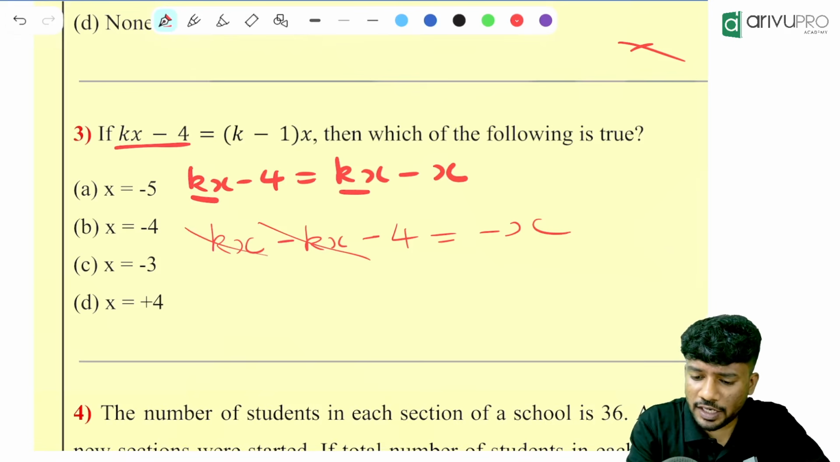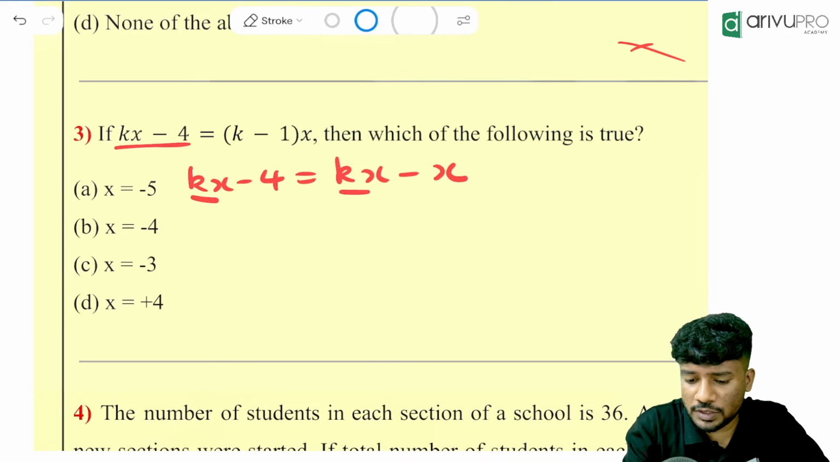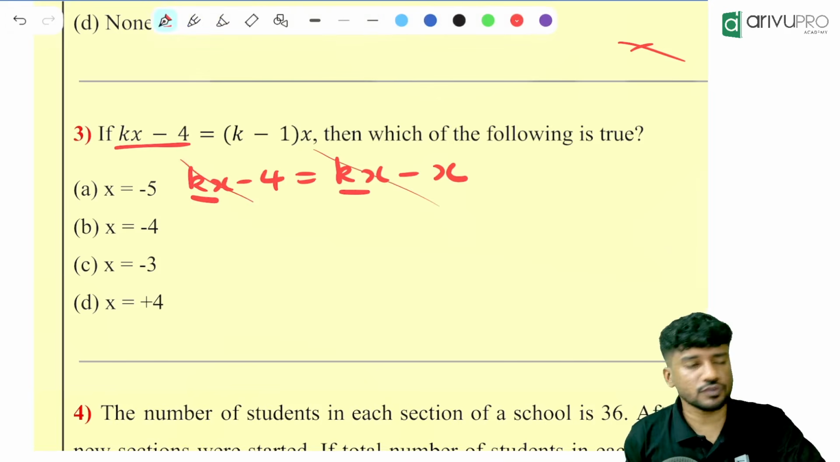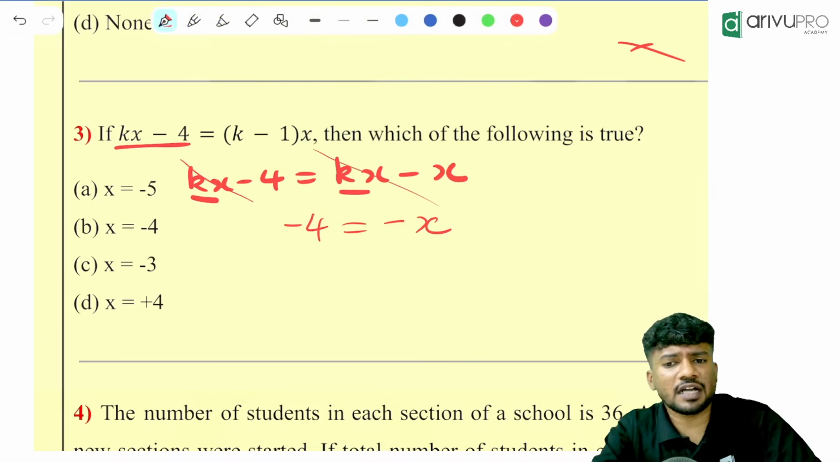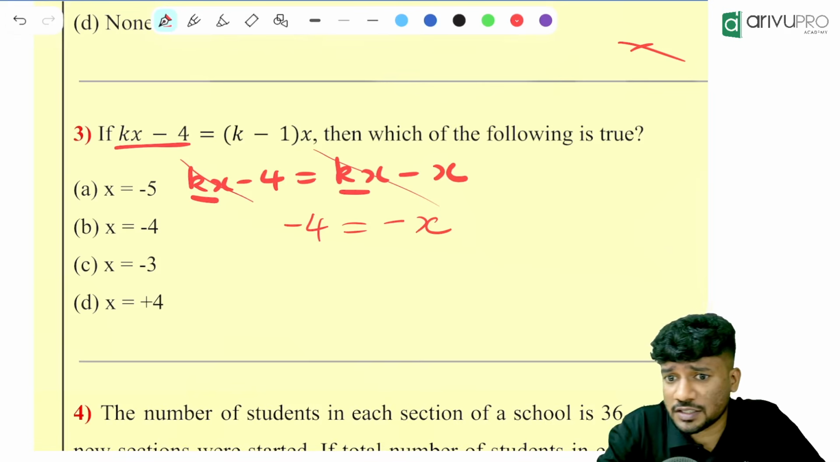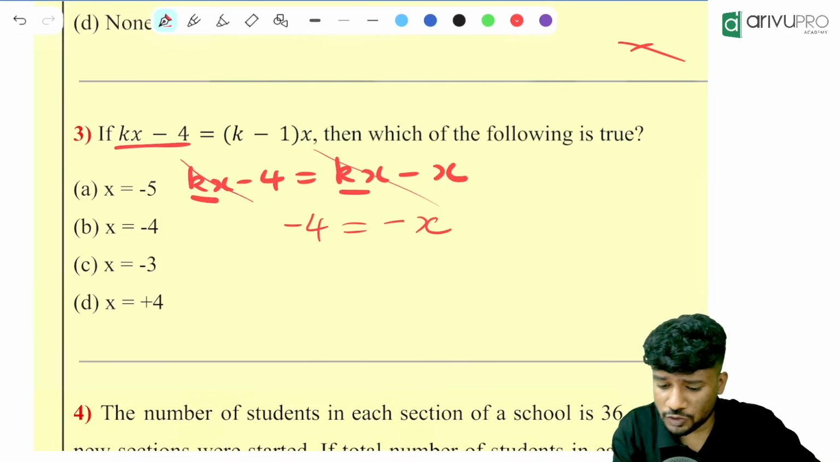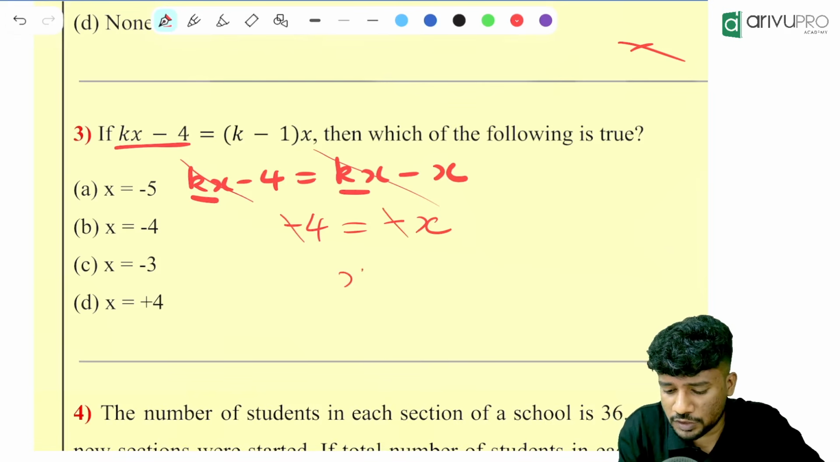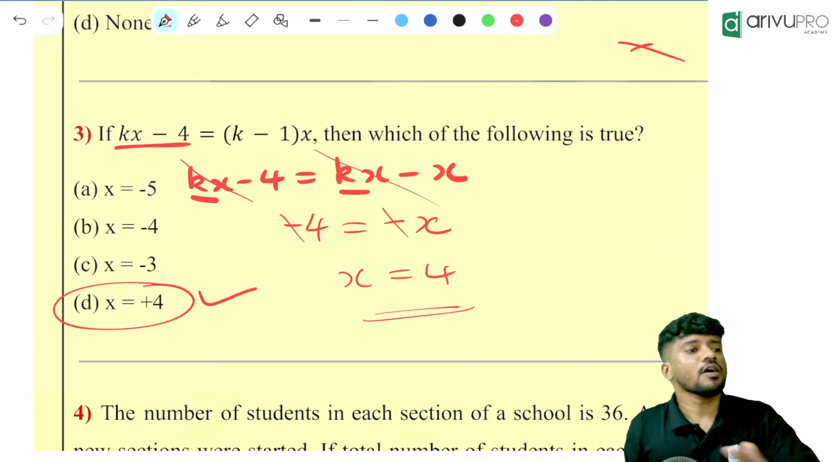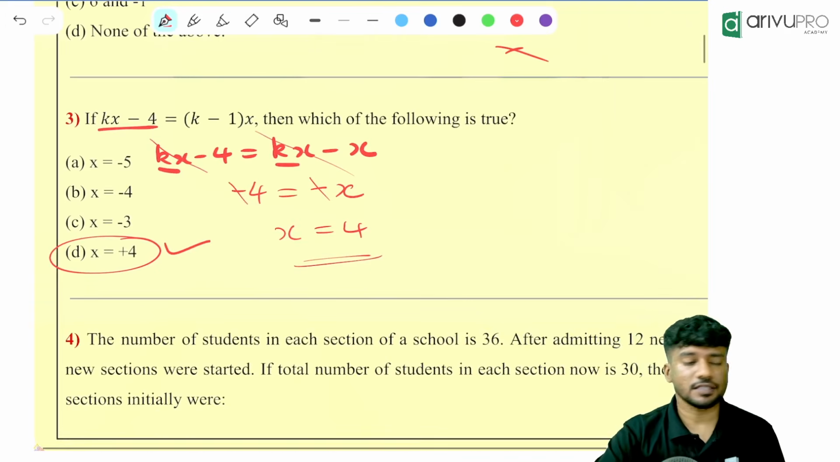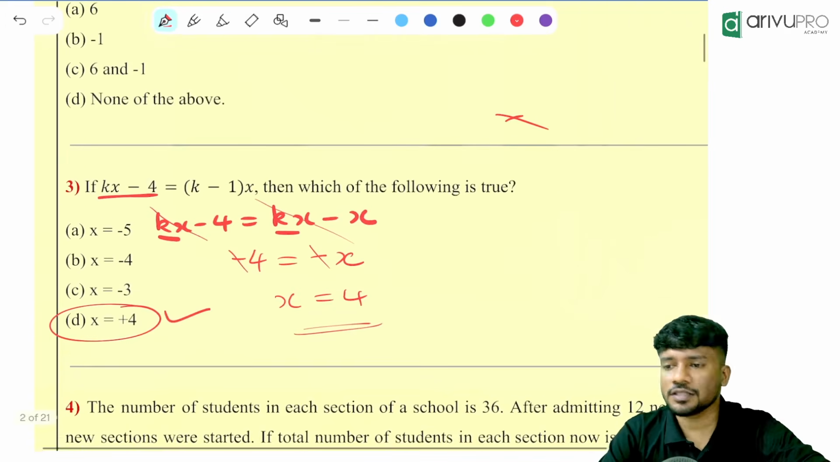So instead of writing that, you will just cancel both of these. What is remaining? Minus 4 is equal to minus x. Are they asking for minus x or plus x? They are asking for plus x, so the minus also will get cancelled off. What is remaining? x is equal to 4. Which option is the answer? Option D is your answer. I hope that you understood this.